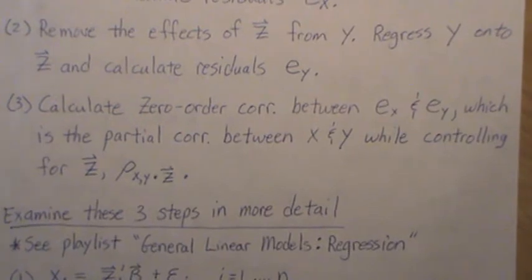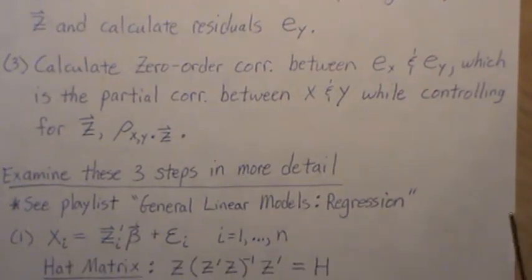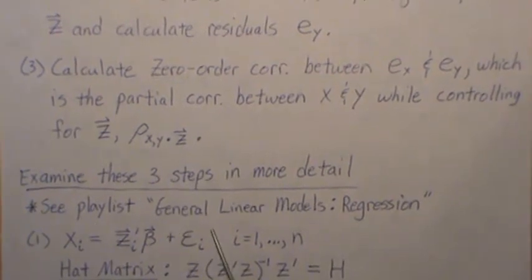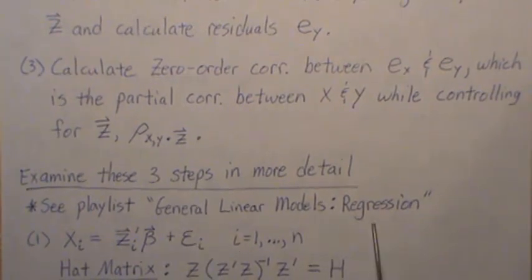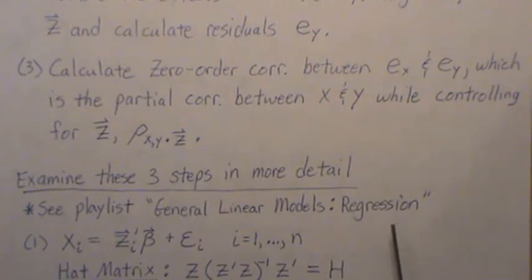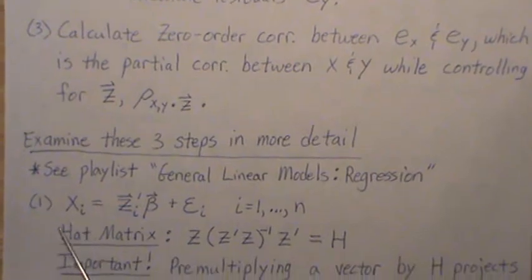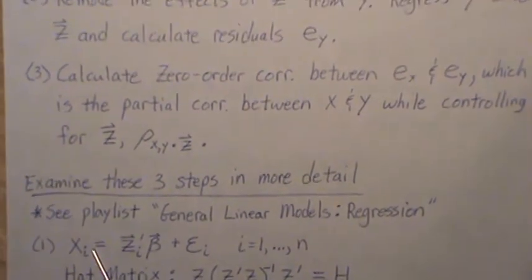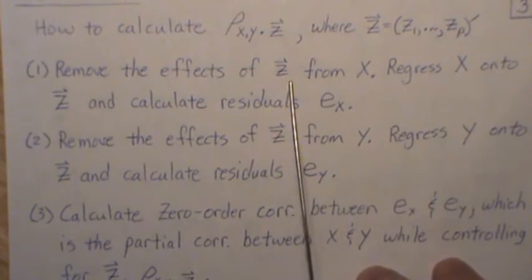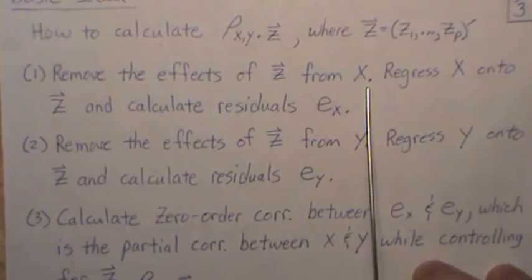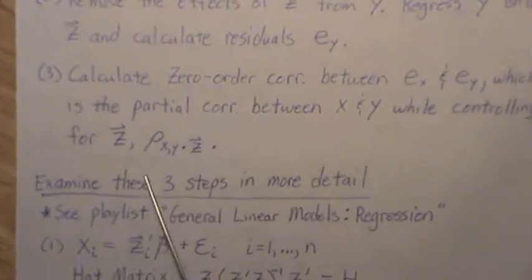So let's examine these steps in a little more detail. I'm going to reference some ideas and concepts from videos that I have in a playlist, General Linear Models Regression, where we have 70 videos starting from the very beginning and then going up to as difficult as you need to go. So in step 1 we want to remove the effects of z. That means regress x onto z. So that's what we do here.